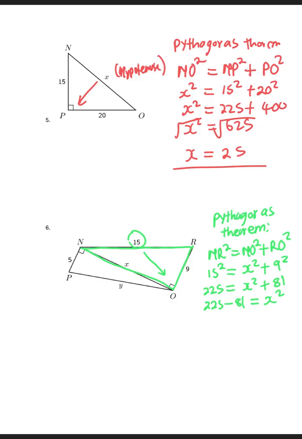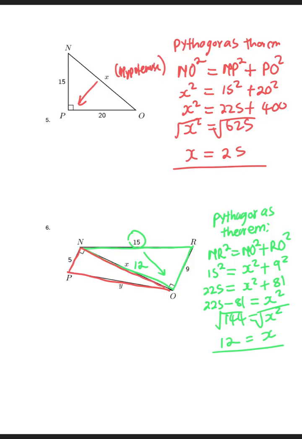And then 225 minus 81 is 144. And then square root both sides. The square root of 144 is 12. So we know x is 12. And then now we can find the value of y. So we have this triangle. Now we have enough information. The value of x is 12.